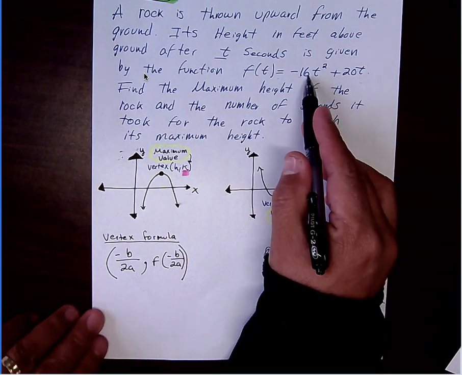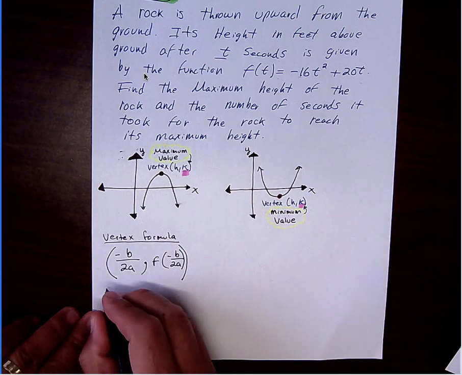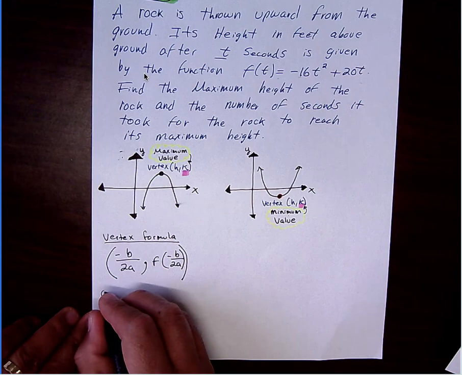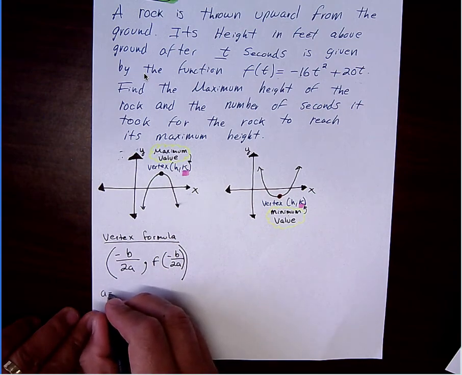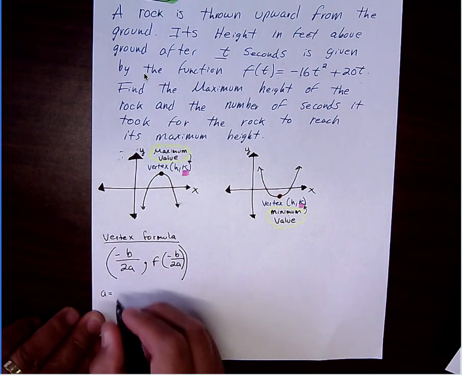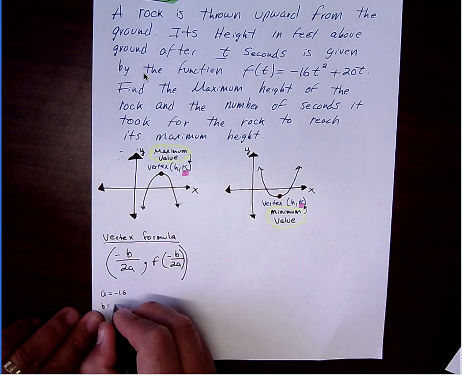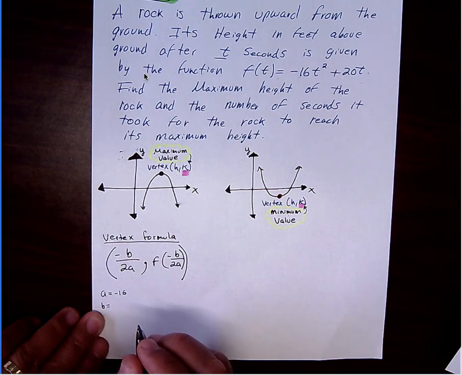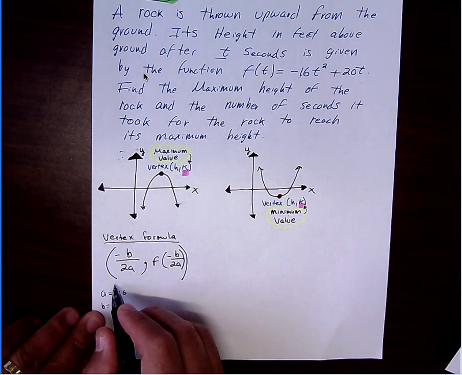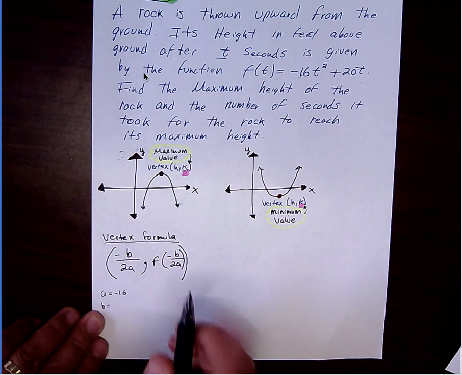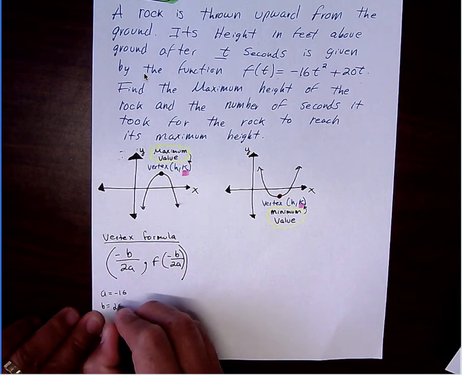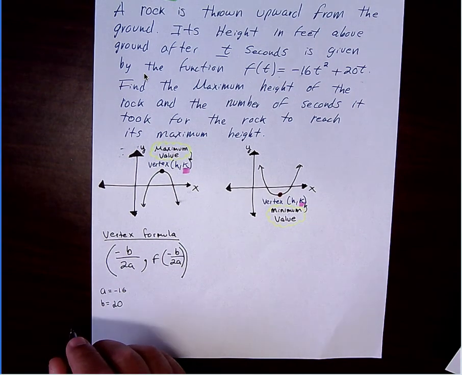And if you notice, they gave us A would be negative 16, and B would be 20. A is negative 16, and B is 20. But I'm looking to see if I have to divide it first. I think I have to divide it first.